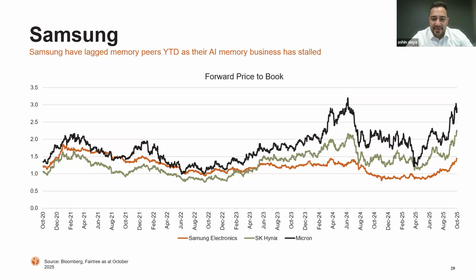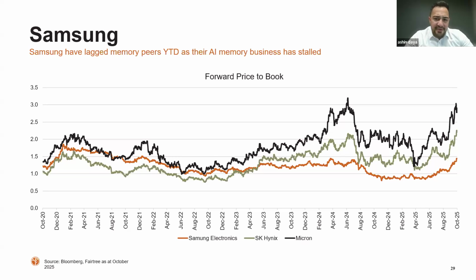And there are a few reasons to note behind this. One, as I've shown, Samsung is a diversified business with significant exposure to low growth and low margin consumer electronics products. Whereas the peers, SK Hynix and Micron, are pure memory players, so purely exposed to that higher margin, more cyclical memory side of the industry.